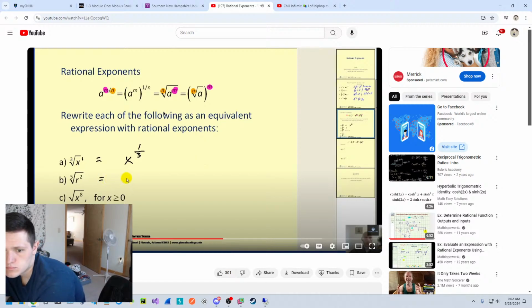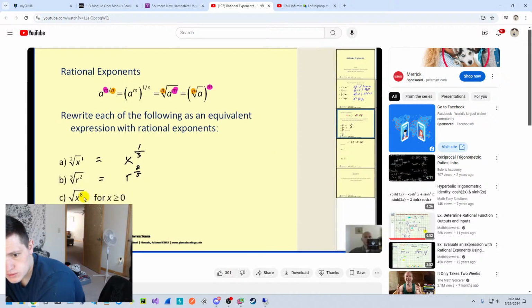Next example is very similar. It should be r to the 2/5 power. Now on letter C, notice there's no index. I want to have an index so I can apply this definition. And since it's a square root, of course we know that it's going to be an index of 2. Therefore, this would be x to the power of 8 halves, which of course simplifies to x to the 4th power.